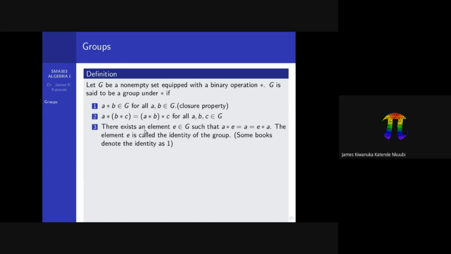So this element E, we shall use this symbol E to represent such an element, and it's usually called the identity of the group. Some books will use this symbol 1 to denote the identity. So as you read other books, you may find they use a symbol 1 to denote the identity. That should not confuse you.